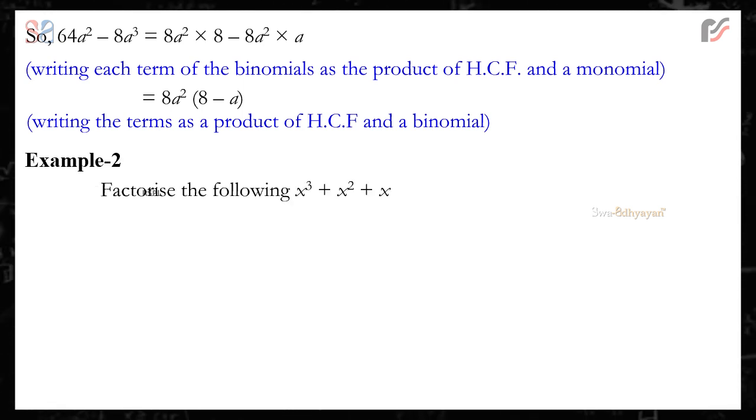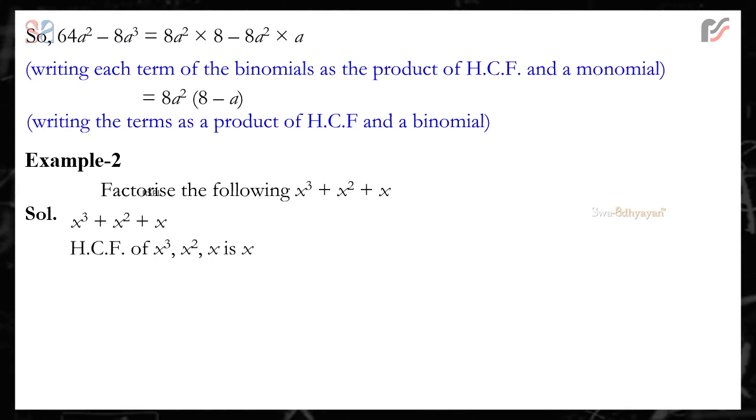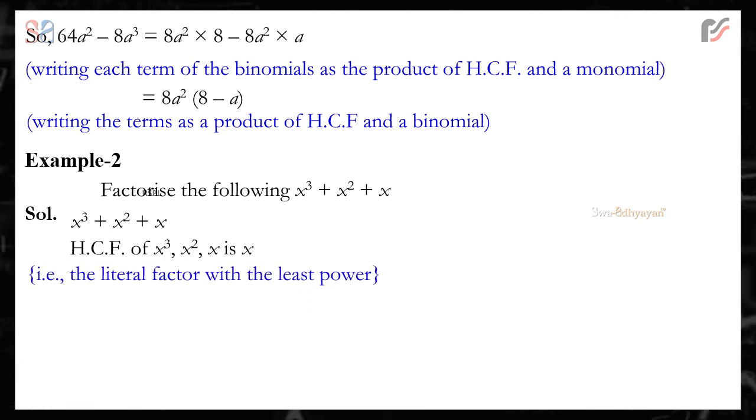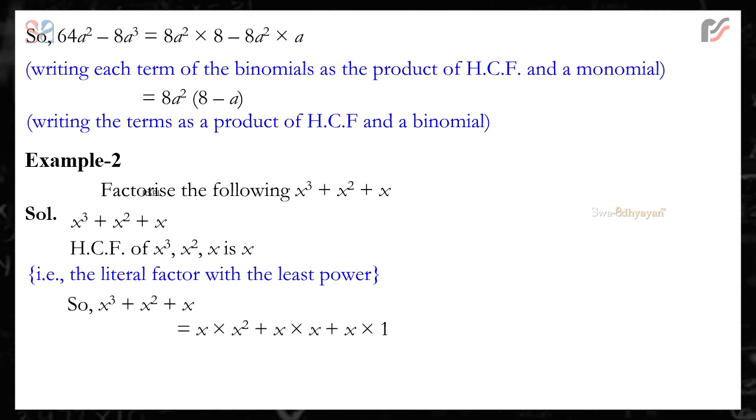Example 2. Factorize the following: x cube plus x square plus x. Solution: HCF of x cube, x square, x is x. That is the literal factor with the least power. So, x cube plus x square plus x is equal to x into x square plus x into x plus x into 1, which is equal to x in the brackets x square plus x plus 1.